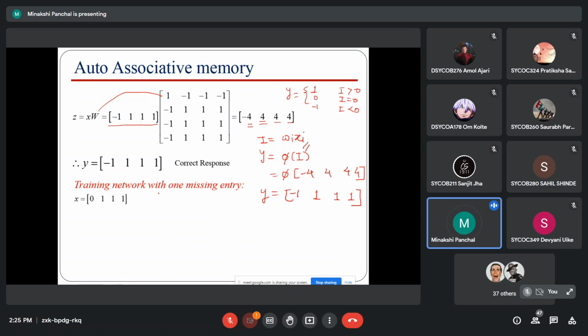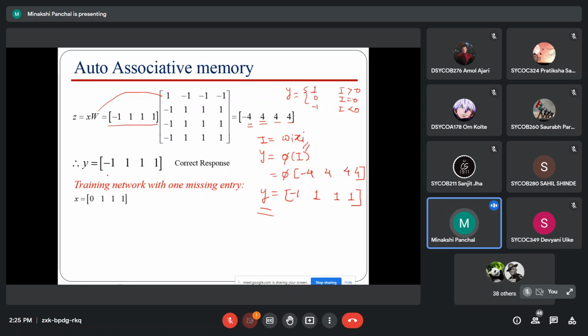See this, what was the input? The input was -1, 1, 1, 1. What was the output? The output is also the same. So the input you gave is the same as the output you got. If you give the image of a bird, you get the output as the image of the bird only. So this is an auto-associative memory. But first we considered no mistake, no missing value in the input.